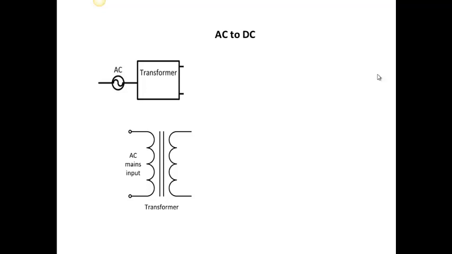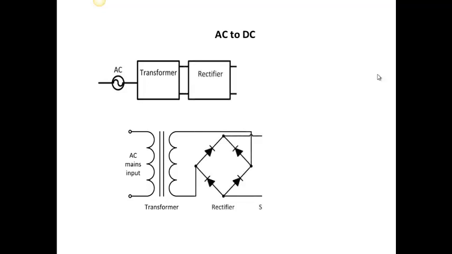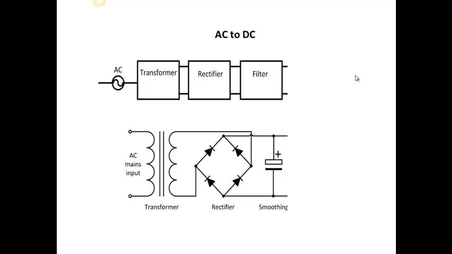So we're going to generally take this down to about 12 volts. We're then going to rectify it, so we're going to change that AC to DC. One of the most common ones is using 4 diodes in a bridge configuration, and that will give us full wave rectification.